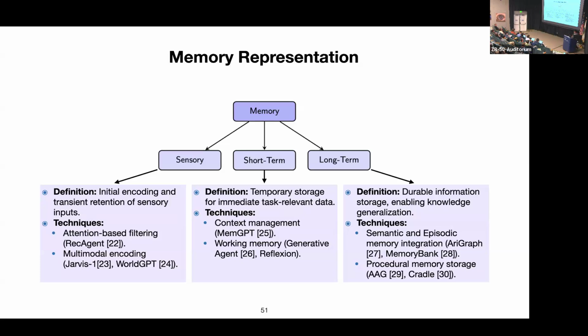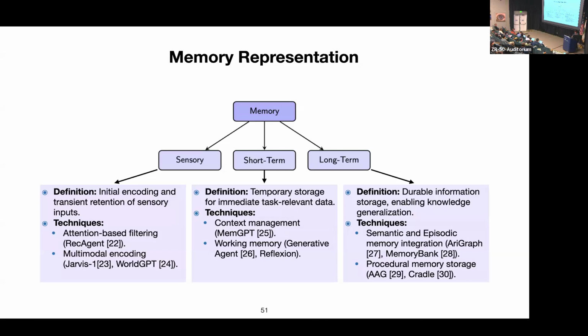And for short-term memory, it's about temporary storage for intermediate task-relevant data. So here you need to manage the context, and you have to implement some kind of working memory for the current context, for the current task, right?